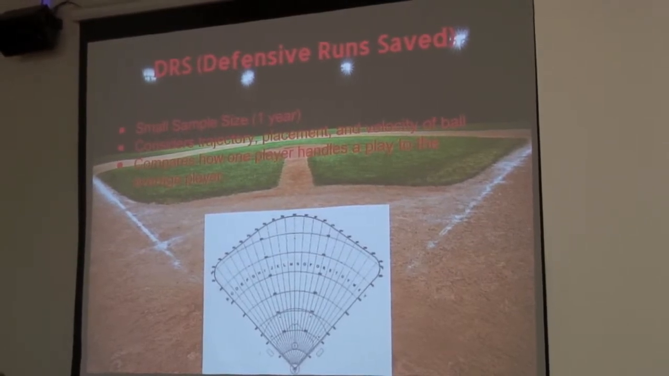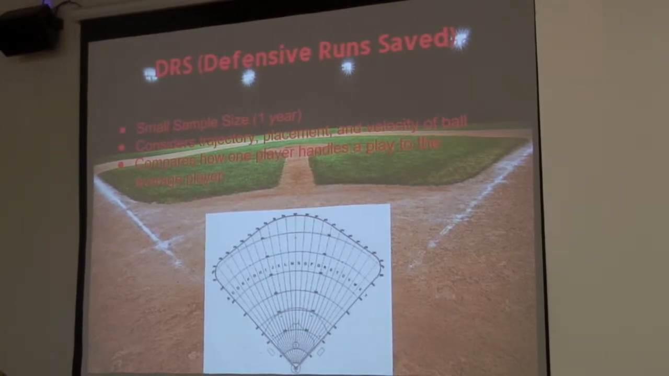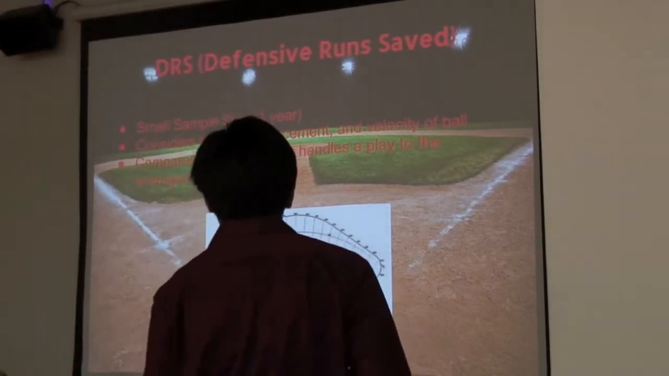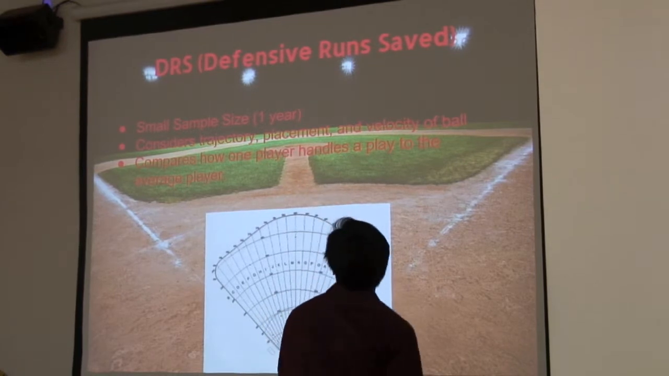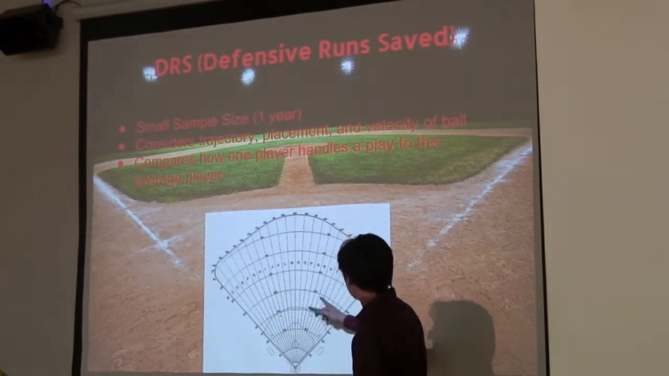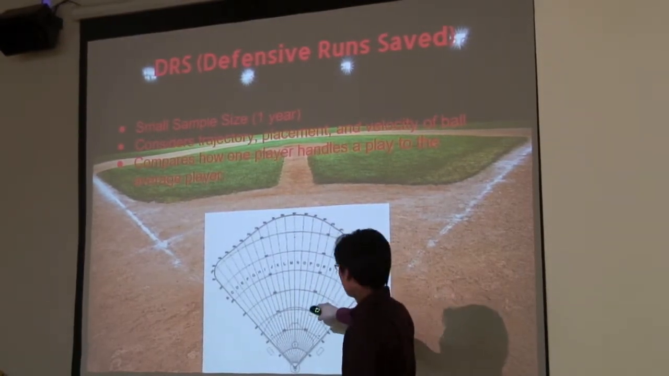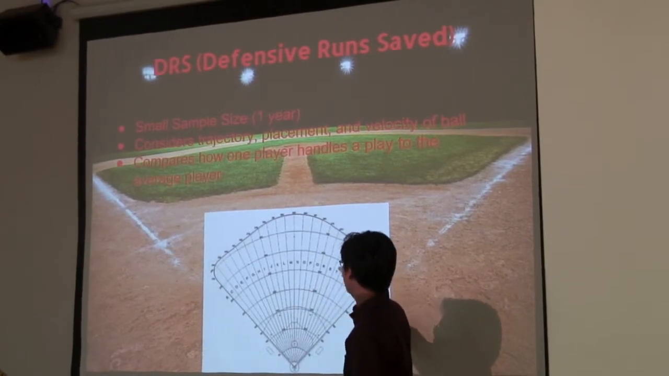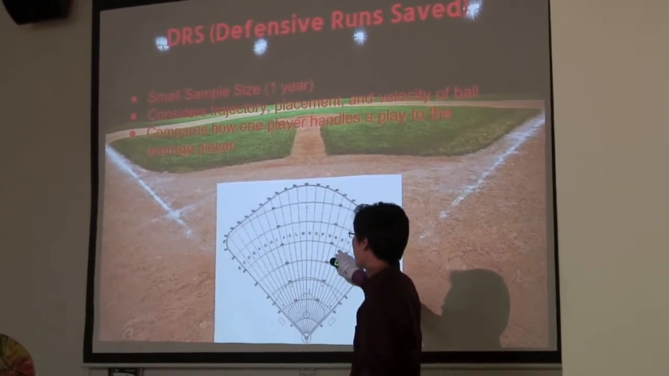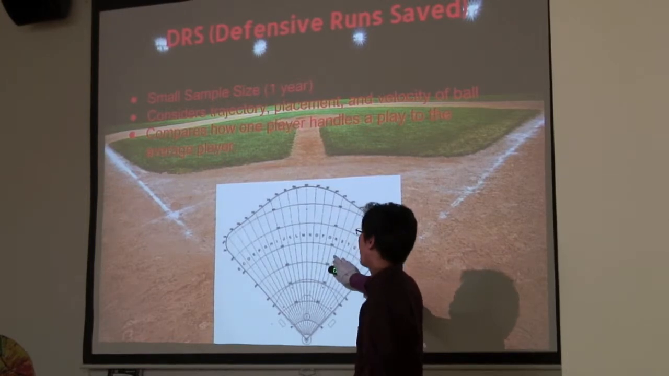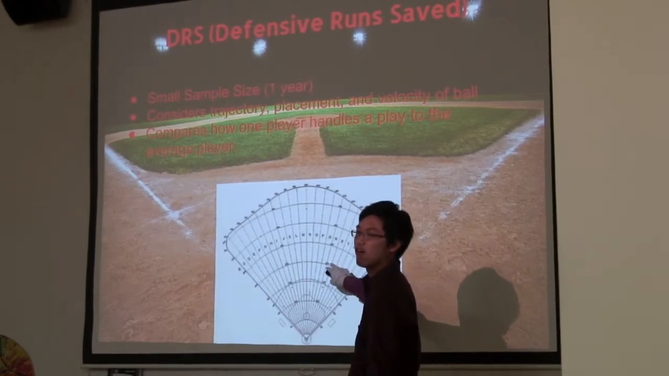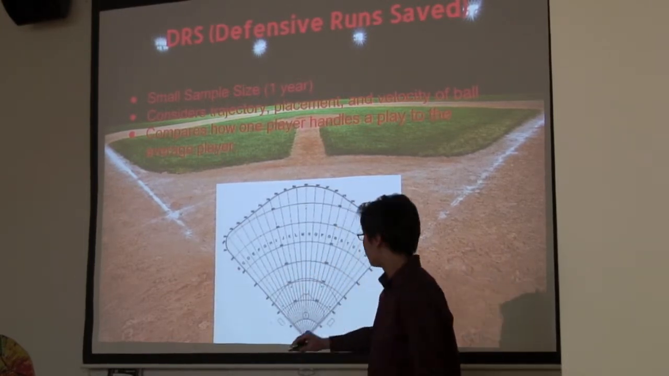It compares one player to the average player. So, let's say that a player gets a ball at a certain trajectory and a certain velocity at this little spot right here. It'll compare how every right fielder reacted to that ball in this area, at that trajectory, at that velocity, that year. So that's the cool thing about that.